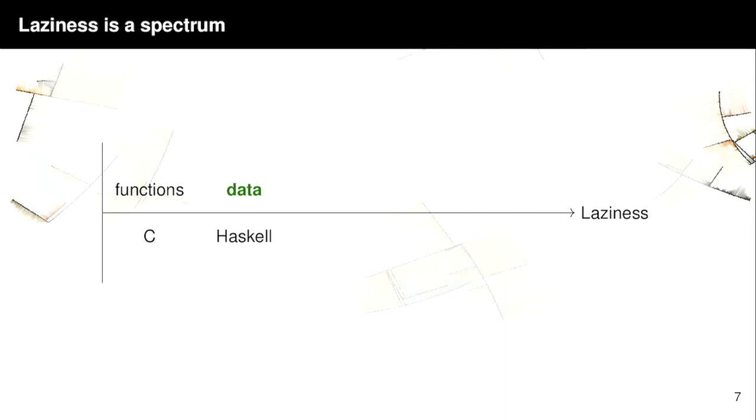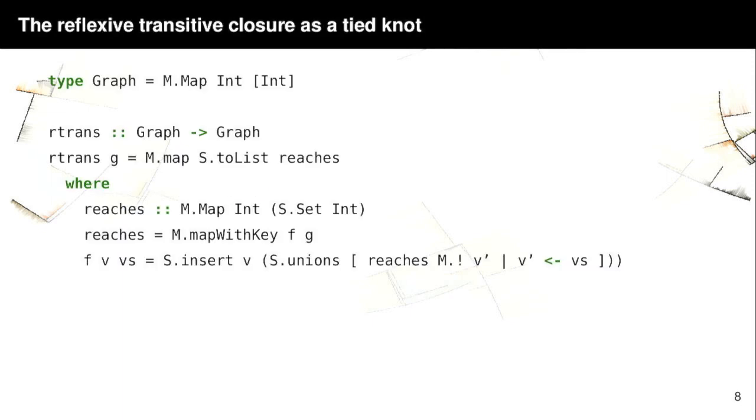The prominent example certainly is Fibonacci numbers as an infinite stream. I want to take you along and look at this concrete, relatively practical application of this knot tying in Haskell. So we have graphs. I represent them here as maps from integers to their successors as lists. And then I want to define the reflexive transitive closure of the graph. So for each node, what other nodes can I reach?